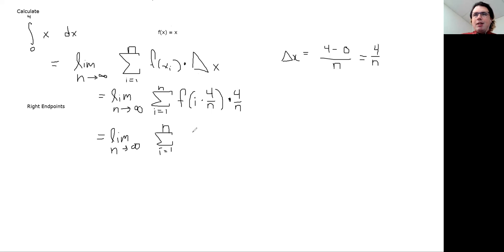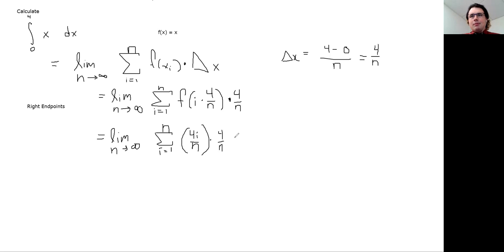So f of, let's call this i times 4 divided by n, or you might like 4i over n better. Well, if my input is 4i divided by n, then my output is also 4i divided by n. This particular function does not change the input in any way before it gives us the output back.